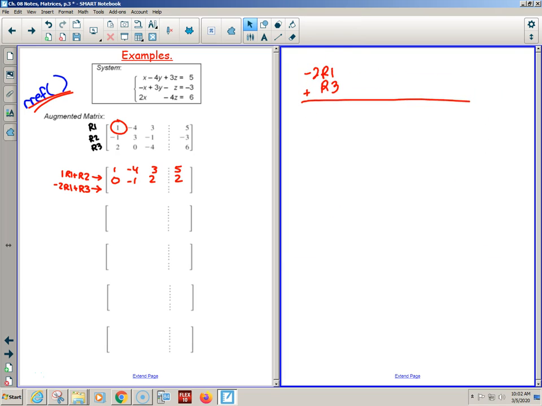So non-mental mathers, I would definitely write that off to the side, at least for right now, as you're trying to get the hang of it, and then maybe you'll be able to speed up. Mental mathers, here we go.